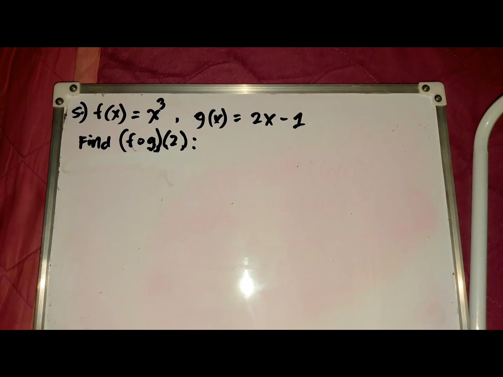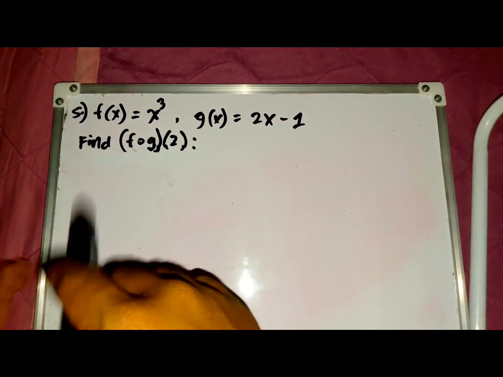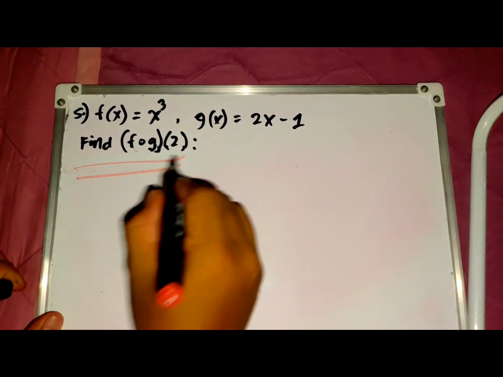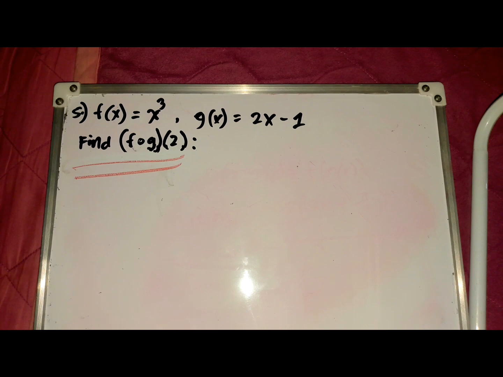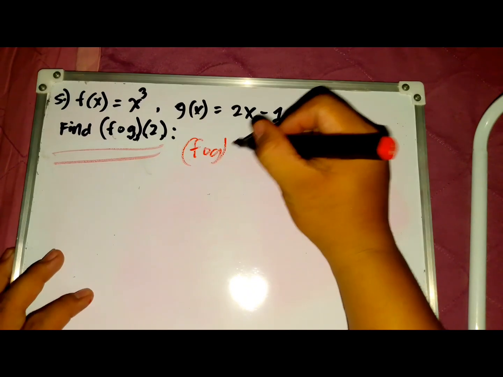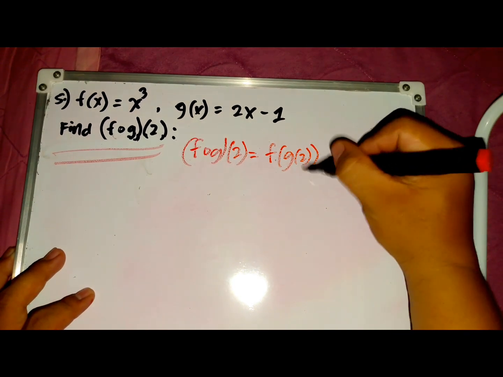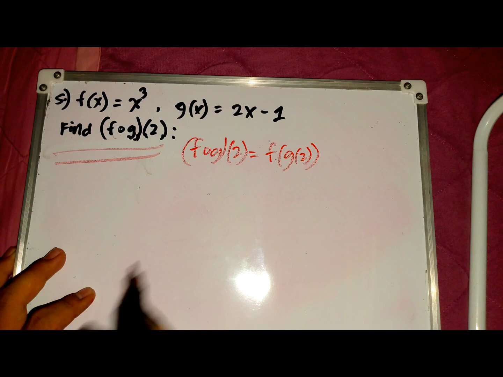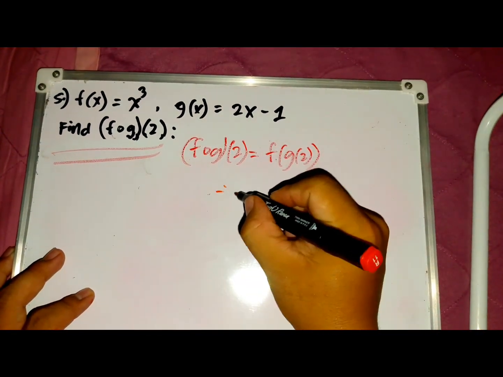Example number 5. f of x is equal to x cubed and g of x is equal to 2x minus 1. Find f composed of g of 2. Now there is a value, it is no longer x. So we are going to find f composed of g of 2. f composed of g of 2 is equal to f of g of 2. Now we substitute the value.